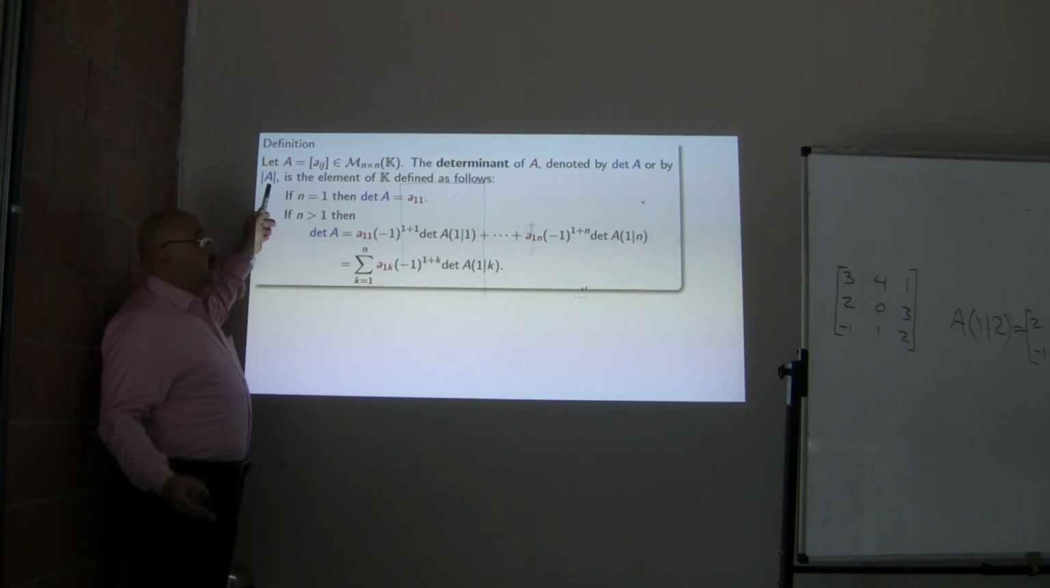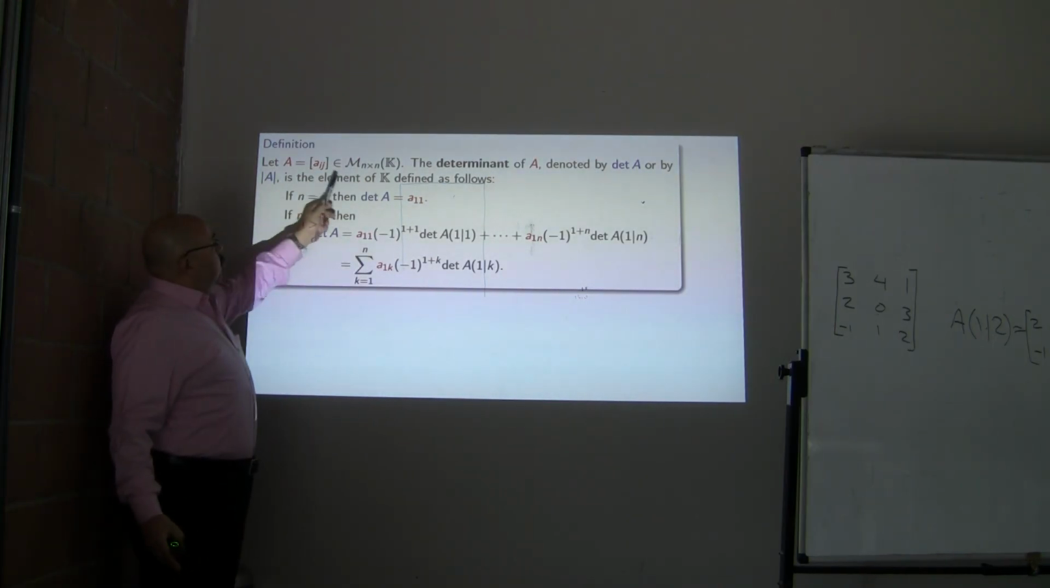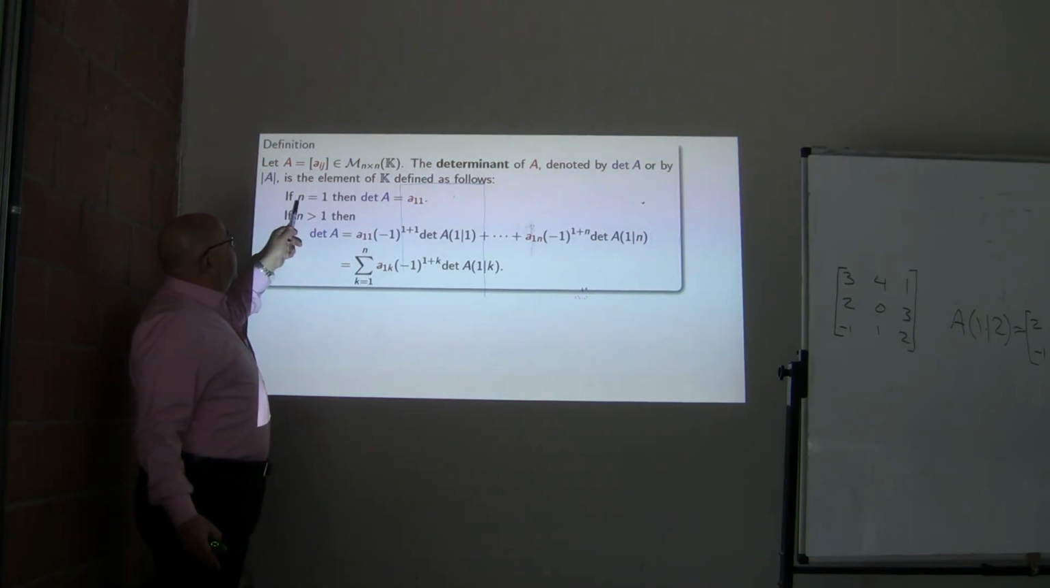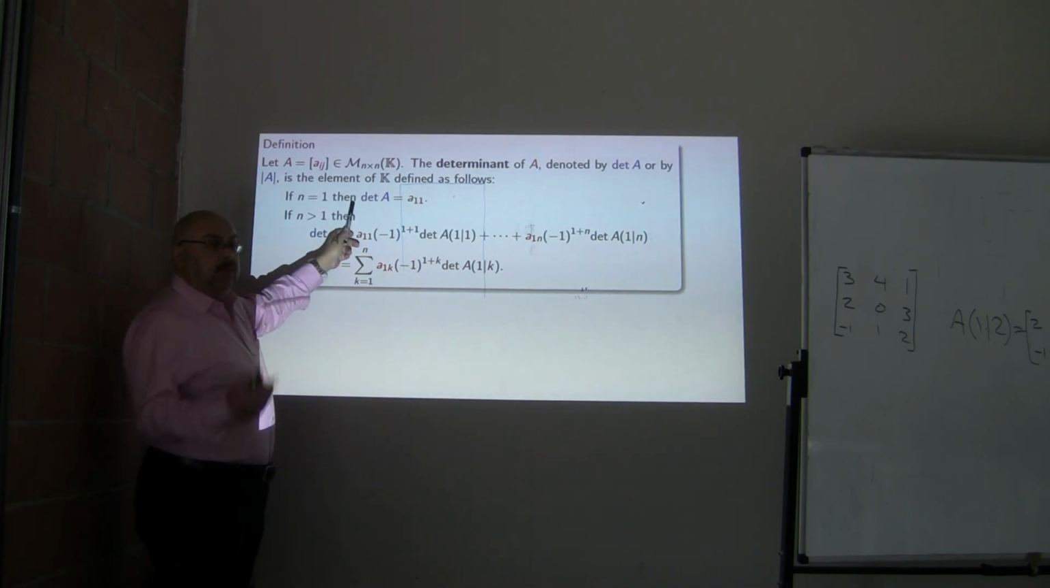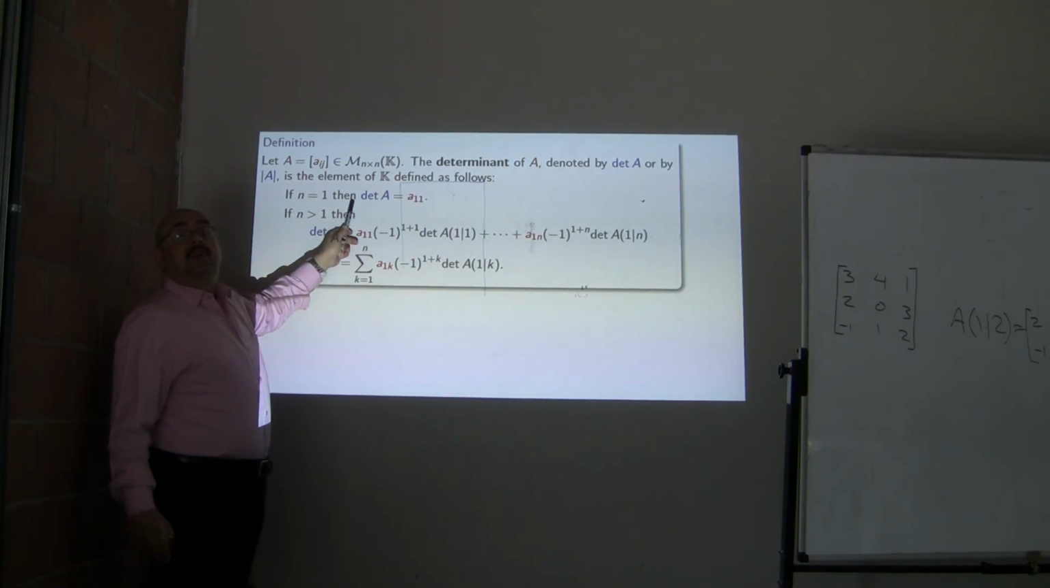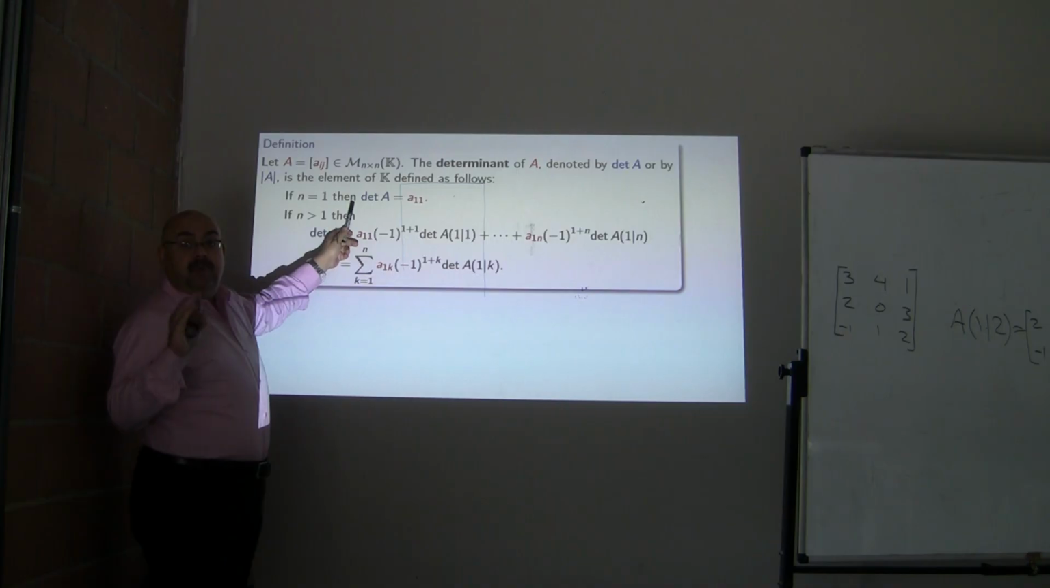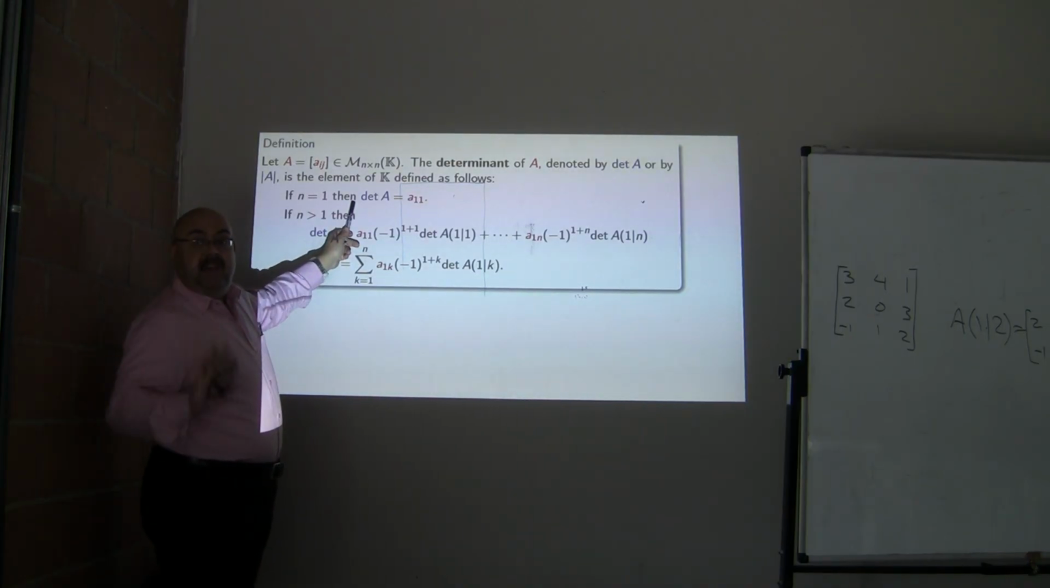Okay, perfect. It is the element of K defined as follows. If n equals 1, the determinant will be this number. So if I have a 1 by 1 matrix of 5, the determinant will be 5.